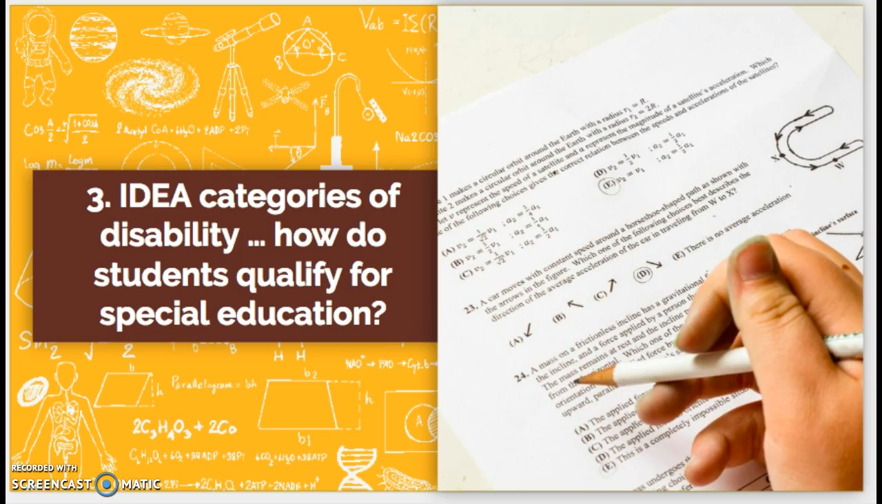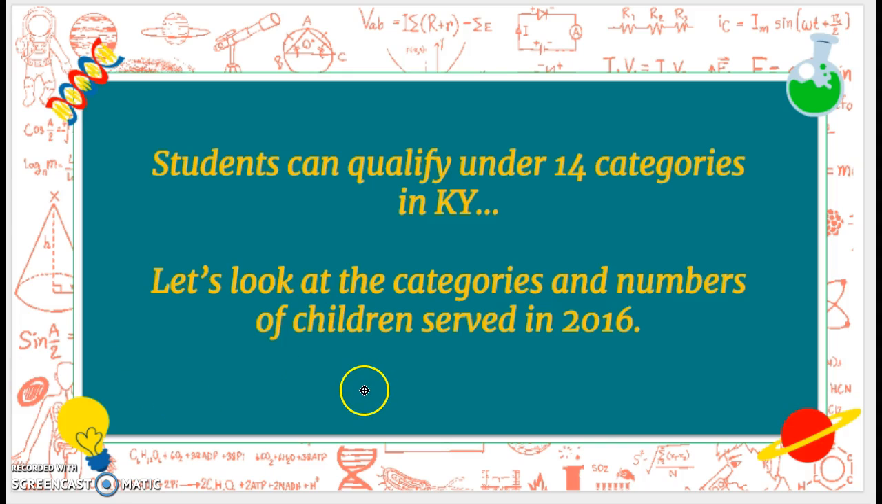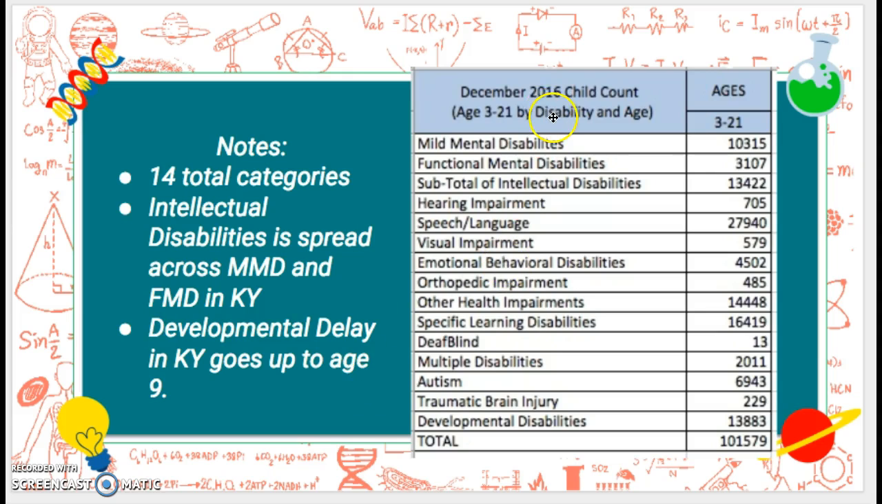Within IDEA, we have some very specific categories for service in which a student must qualify. They must qualify under one of those 14 categories. So the most current data that we have is 2016, and this gives us the Kentucky categories for disability. Every state must have services for students. They might use slightly different names, but these basic categories are the same.